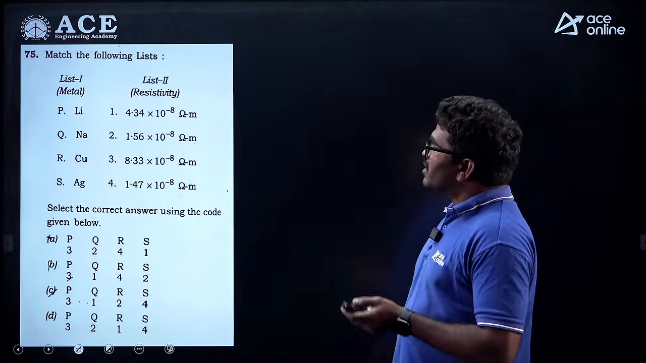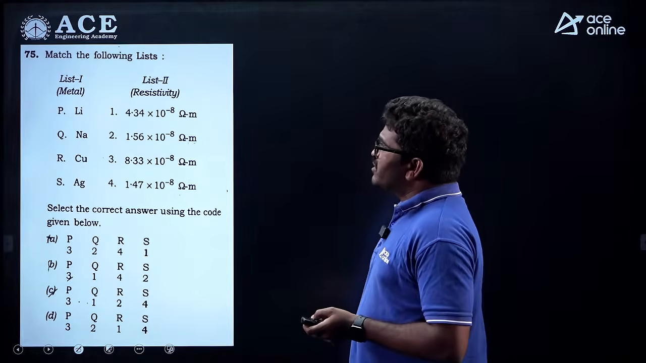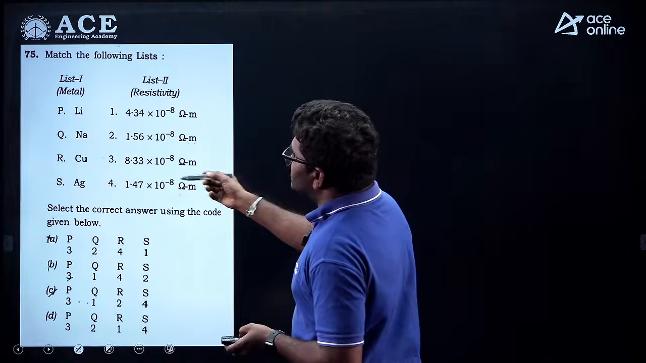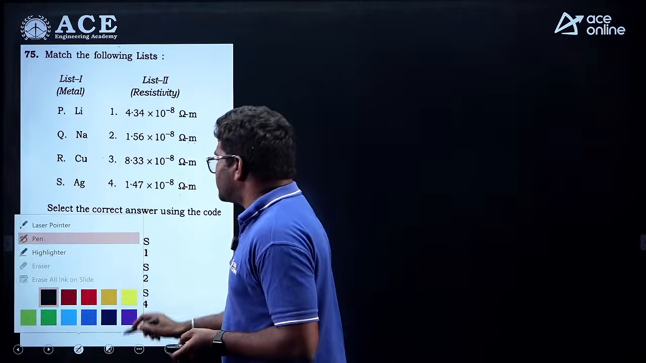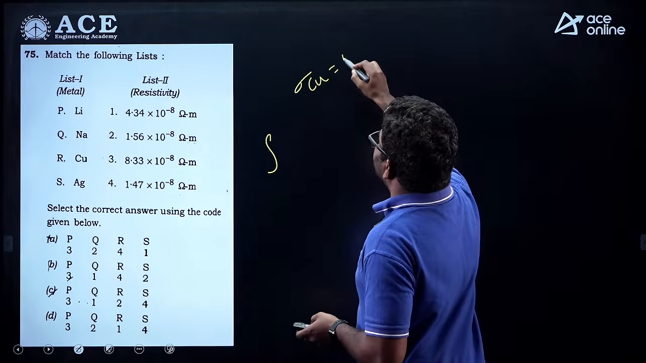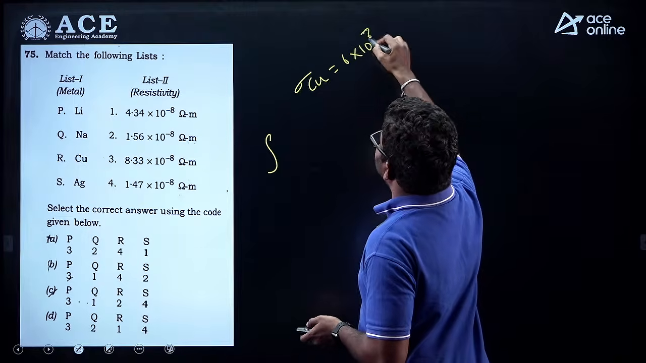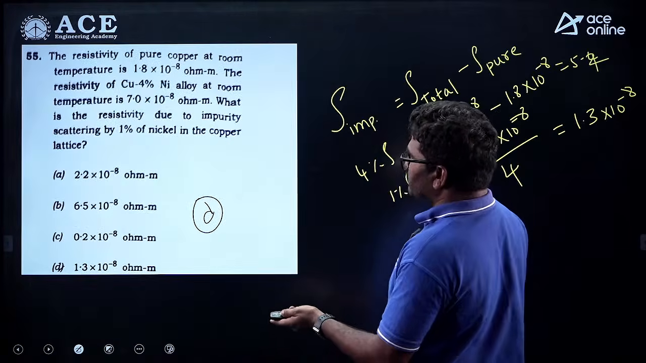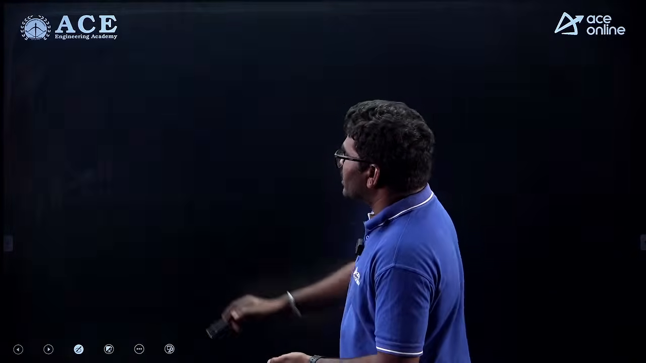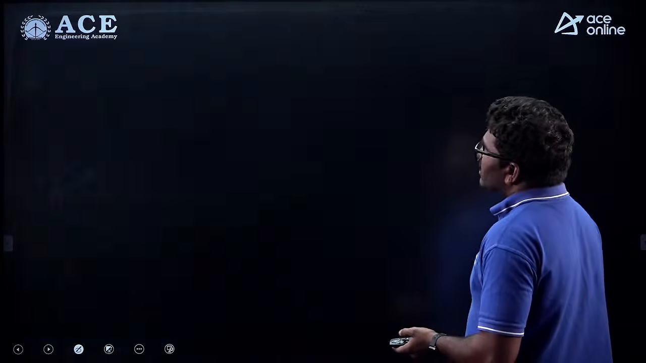B is the answer. Now this question is related to different metals and their resistivities. Let us consider the resistivity of copper. Just now we calculated the electrical conductivity of copper, 6 into 10 power 7. You can see this question here, 6 into 10 power 7, right?